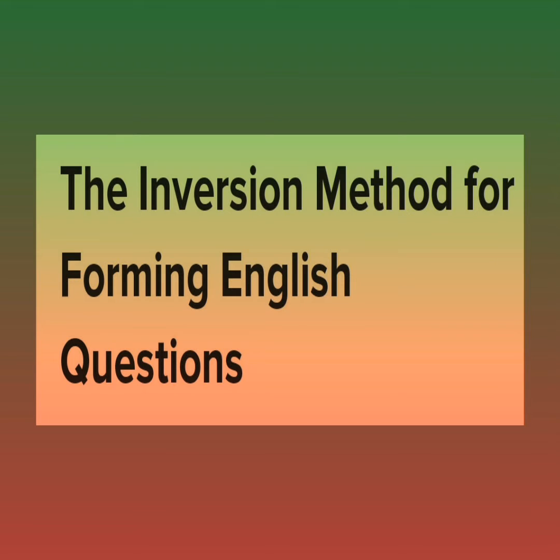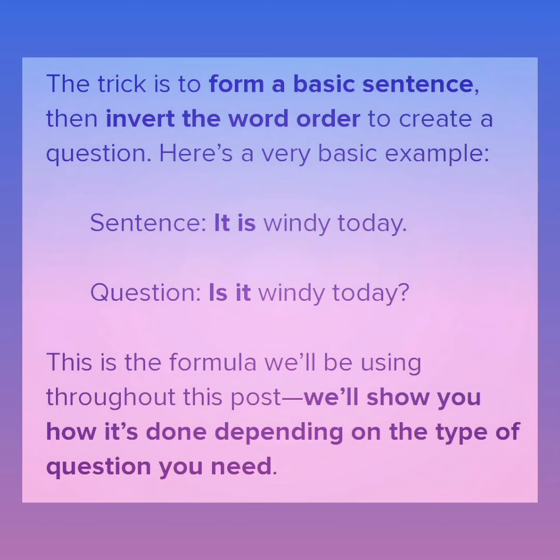The inversion method for forming English questions. The trick is to form a basic sentence, then invert the word order to create a question. Here's a very basic example. The sentence: it is windy today. So the question: is it windy today? That is, 1 2 should be changed into 2 1. This is called a yes or no question. That is the inversion method. This is the formula we will be using throughout the post. We will show you how it's done depending on the type of question you need.